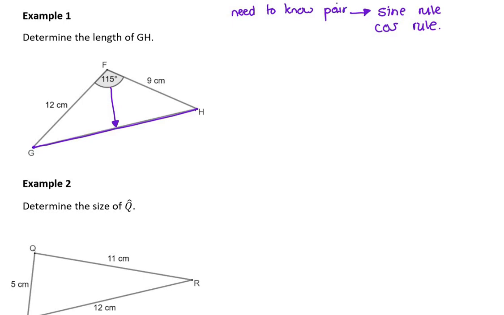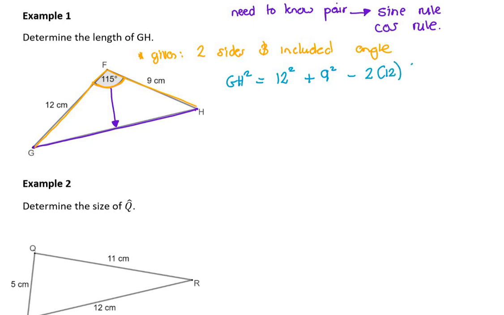Now let's have a look at why the cos rule will be useful here. I have been given two sides and the included angle. So the moment I've been given two sides and the included angle, that's perfect for the cos rule, because the cos rule will say that GH squared, that's the third side, and notice everything on the right hand side is about the two sides and the included angle, will equal 12 squared plus 9 squared minus 2 times 12 times 9 times the cos of the angle between the 12 and the 9.